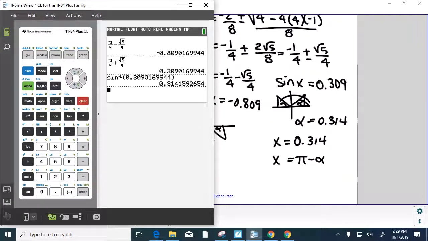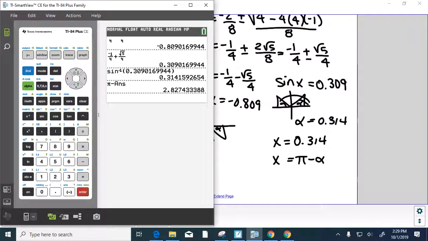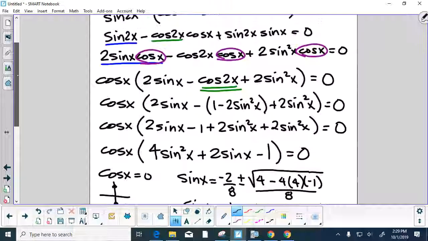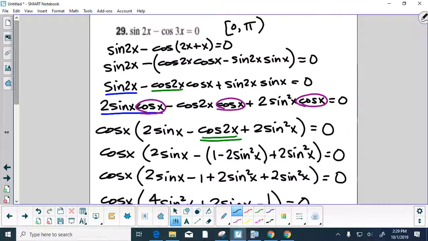Let's try again. Pi minus the second answer, right? 2.83.